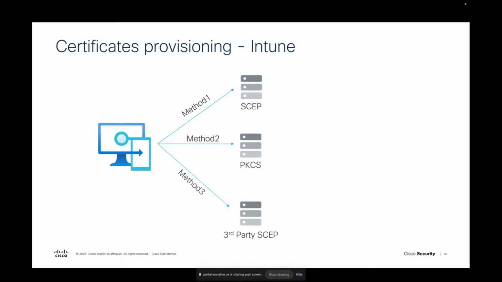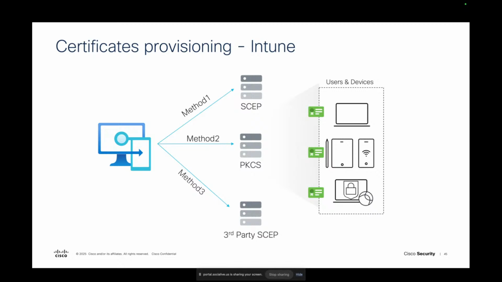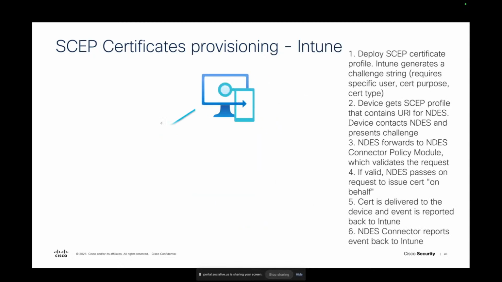There are three possibilities. Via the SCEP method, you can issue the certificate. Via the PKCS method, you can also issue the certificate to the endpoints, or you can integrate third-party SCEP servers to issue the new certificate. So Microsoft SCEP, PKCS, or third-party SCEP services can issue the new certificates to the endpoints by adding the security identifiers into the certificate itself.